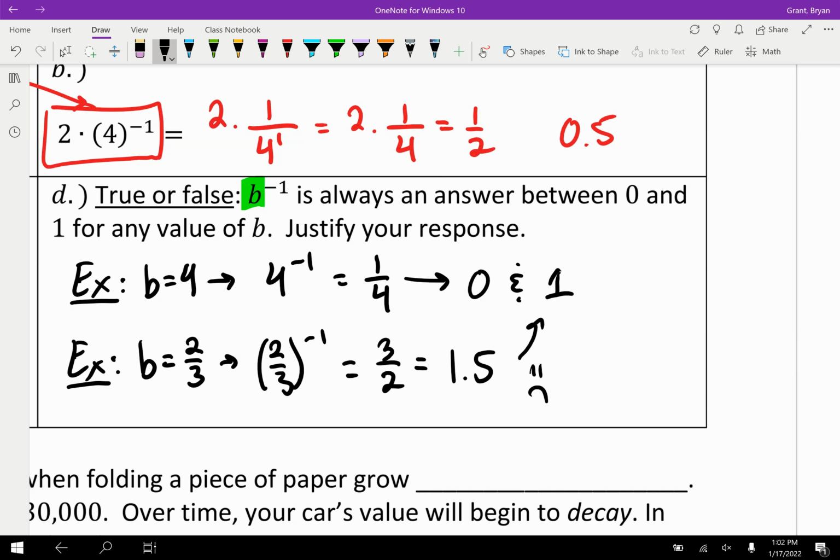So in fact, I don't think we can say that b to the negative first is always an answer between 0 and 1. Sometimes it is. If you start with a number bigger than 1 and do a negative power, it becomes between 0 and 1. But if you start with a number between 0 and 1 and flip it, it will become greater than 1. And that is pretty important for today.